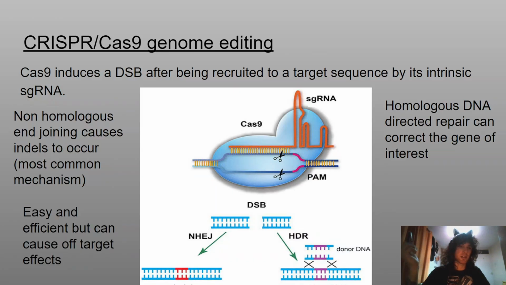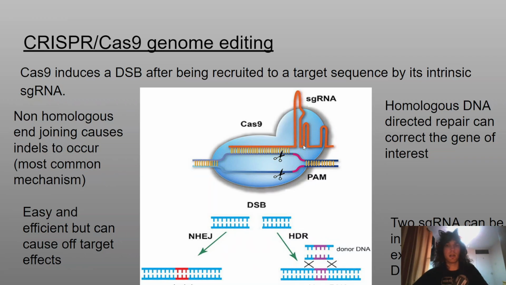This is easy and efficient to do, but it can cause off-target effects. Like this guide RNA, anything that matches even closely related to it can cause a double-stranded break, all over the genome. You can also have two guide RNAs injected to mimic deletions. So two guide RNAs: one would cause a double-strand break here, another would cause a double-strand break here. That middle part is excised.